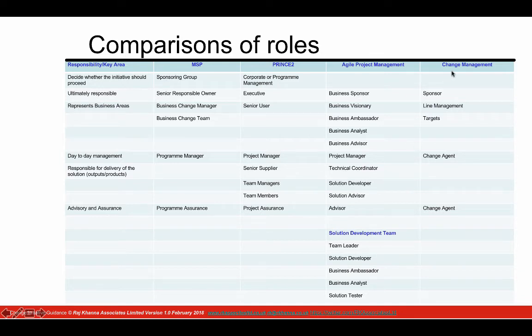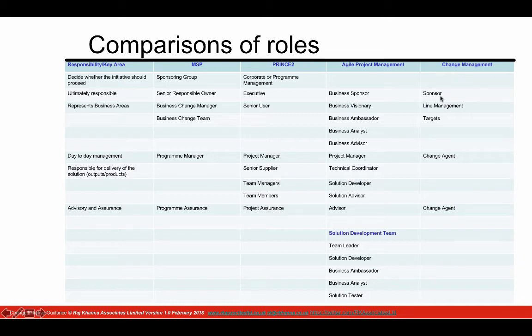If you look at change management, once you have delivered your outputs, you want people to transition from the old way of working to a new way of working. So the change management syllabus covers the people side, the human side of any change initiatives. Now within there, we just have these roles.